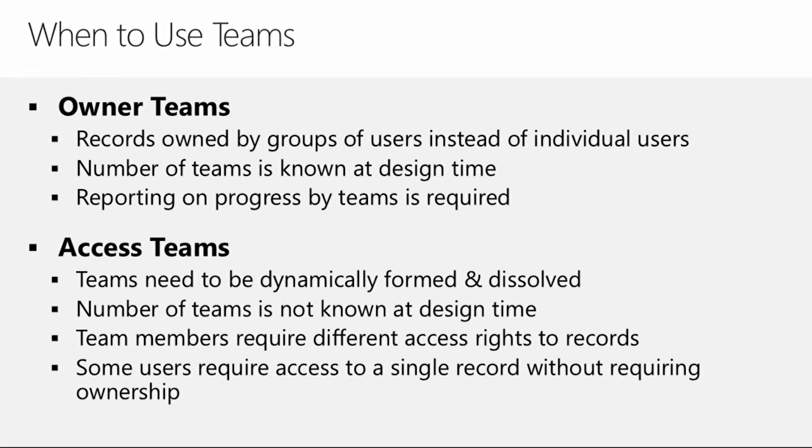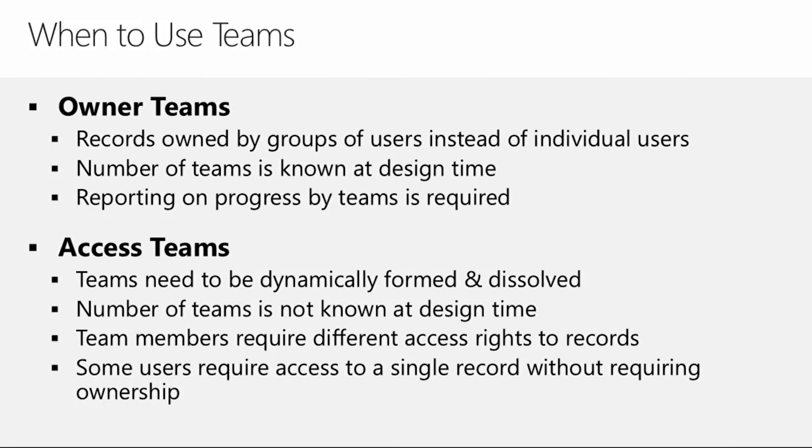Typically, when you're using owner teams, these are teams where you're going to know who the members are ahead of time. So you're going to know that the enterprise team consists of these 5 people, or the admin team consists of these 5 people. So they're pretty static when you're creating them inside the application, and they can be used from a reporting perspective.